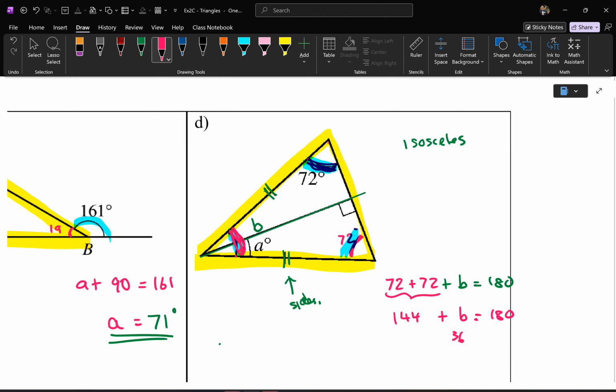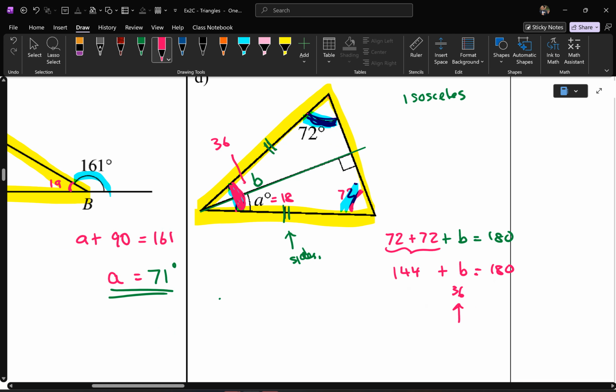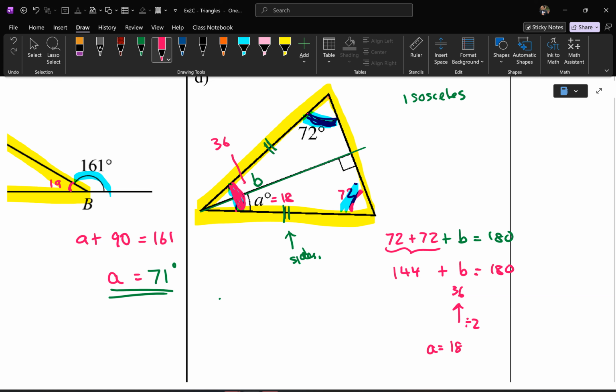So that means both of these angles here added together should be 36, but you only need half of it, which is then half of 36. Now what's half of 36? 18. That's why we know A must be 18. And so how you do it, divide this by 2. That's how you know A must then be 18.